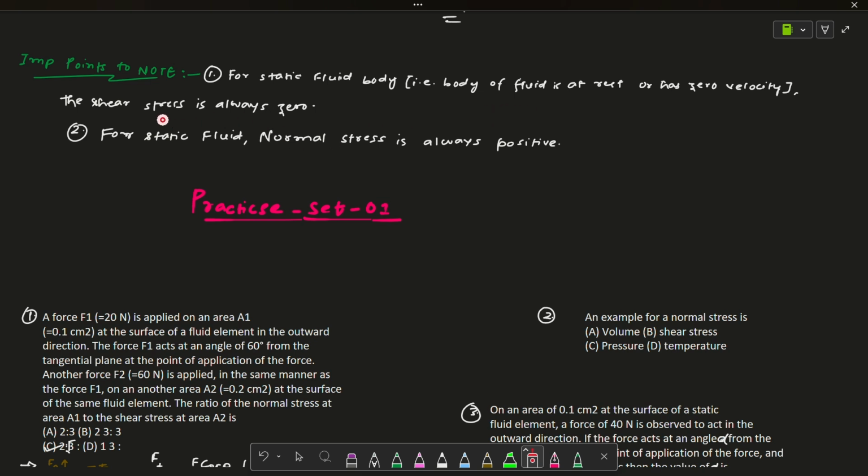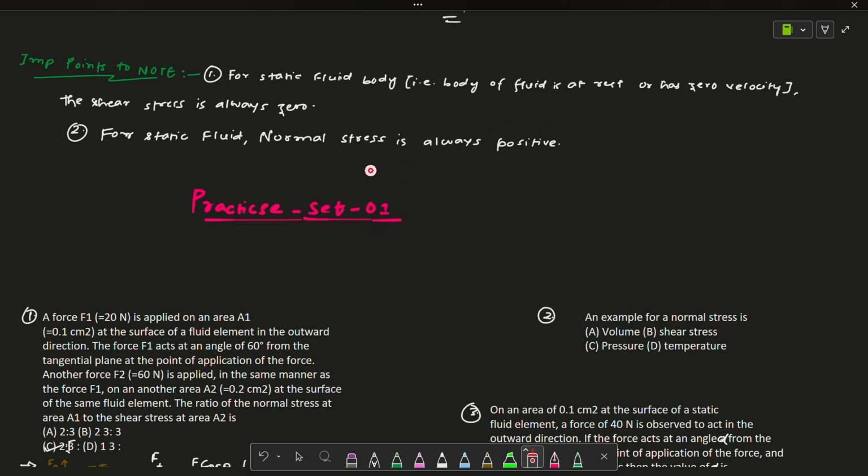In that case the shear stress is always zero. I've told you earlier, whenever the shear stress is zero, that means the fluid is in a static or rest condition. I have discussed this earlier in the video, but I'm just revising. For the second point, for static fluid, normal stress is always positive.